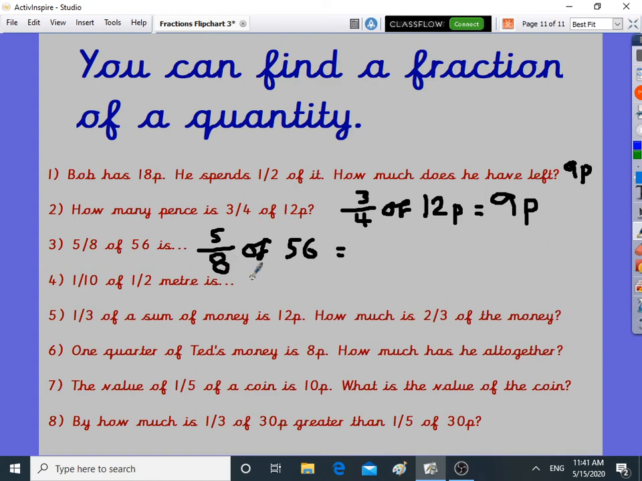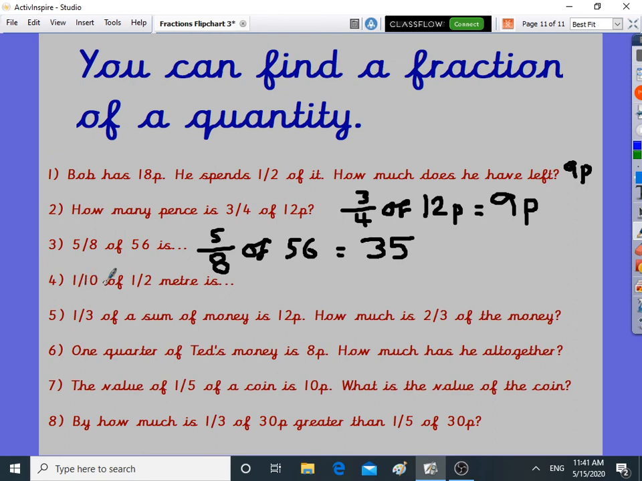Then I take that 7, I've stored it in my head, and I'm going to do 7 times the top. 7 times 5. 7, 14, 21, 28 and 35. It's going to be 35. Or year 3s could do 5 times 7 because you haven't done your 7s yet. Is it pence or anything? No, it's just 35 this time.